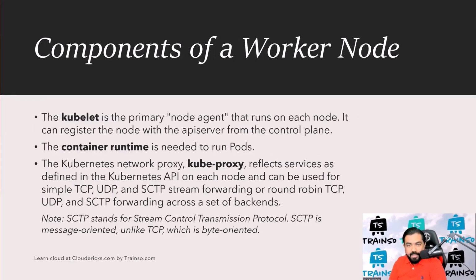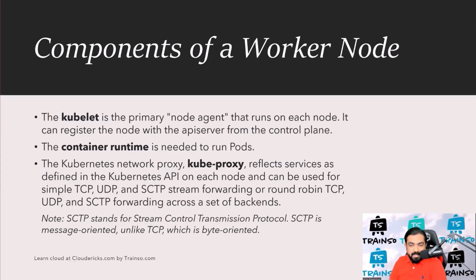Components of a worker node. We saw the components of a master node, or the components of a control plane, right? The components of a worker node include the kubelet, which is the primary node agent that runs on each node. It can register the node with the API server from the control plane. The container runtime is also part of the worker node and is needed to run the pods.